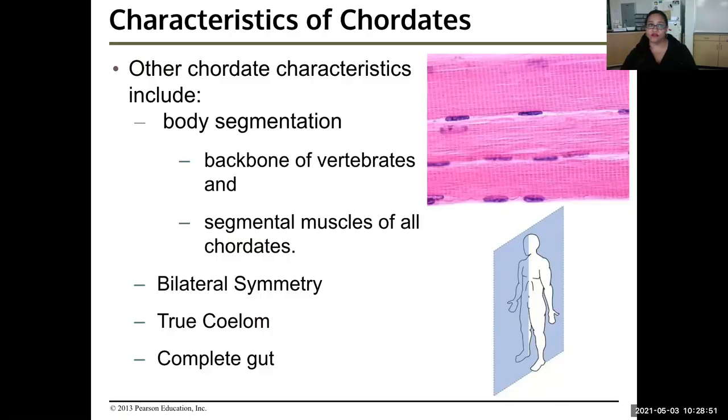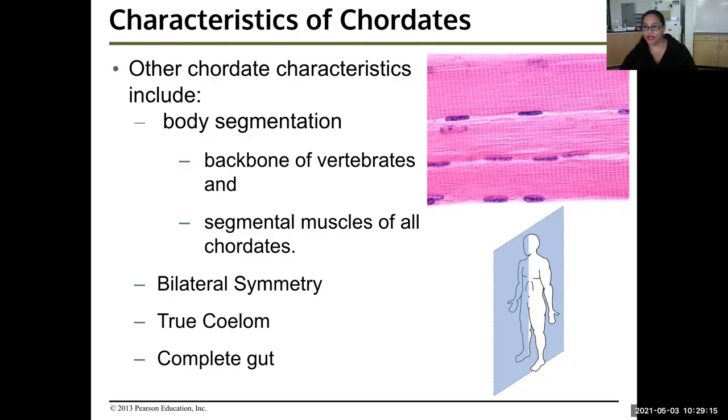Characteristics of chordates. Body segmentation. The backbone of vertebrates, like I said, are segmented. And the muscles. All of our muscles are segmented. If you look at your muscle cells under a microscope, that's what they look like. I mean, you can clearly see the stripes or segments in our muscle cells.